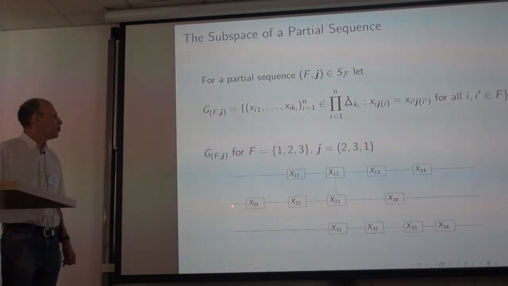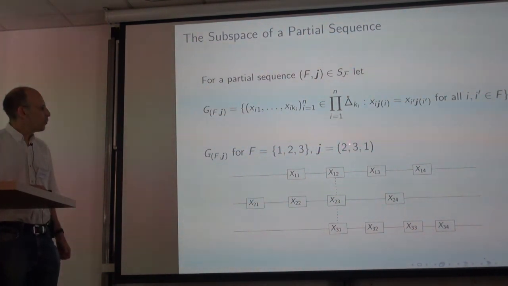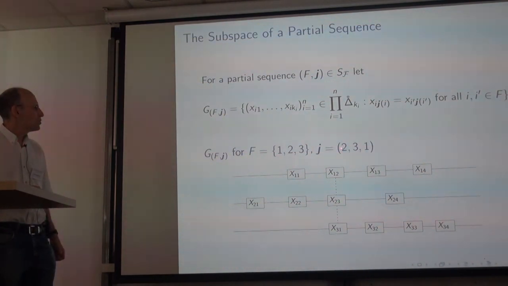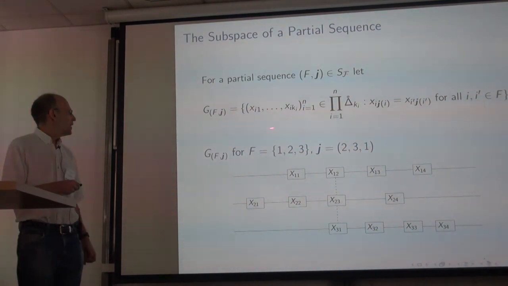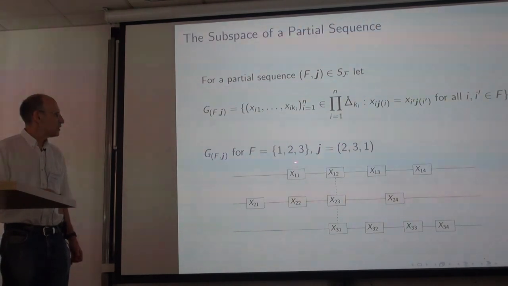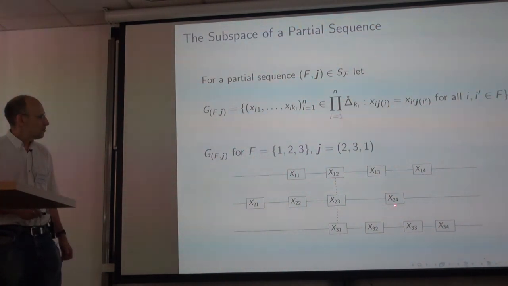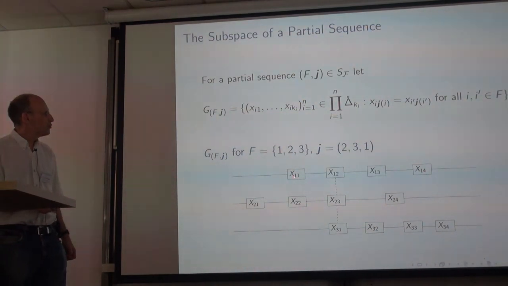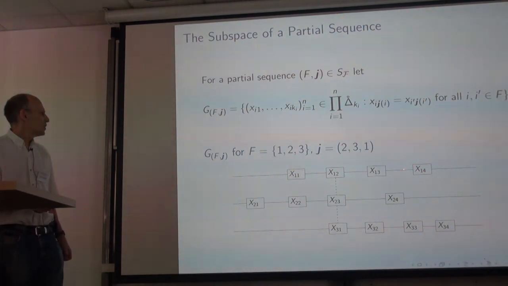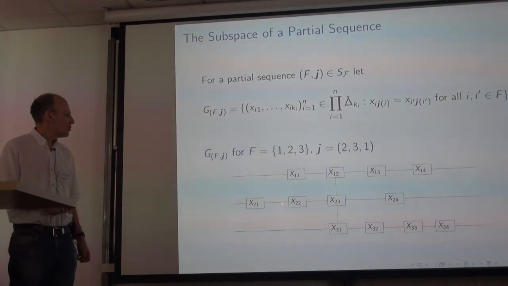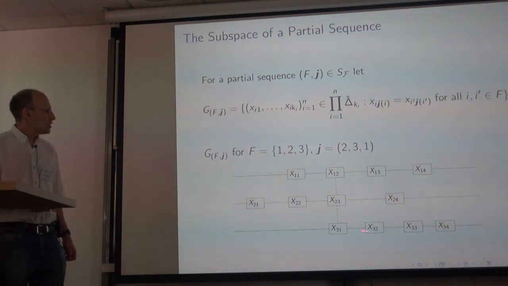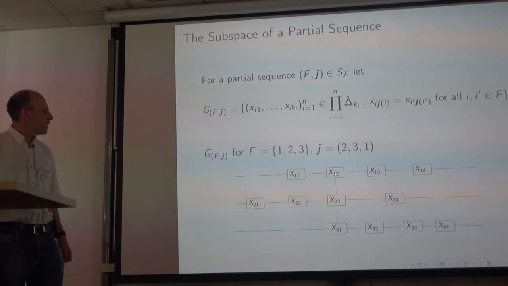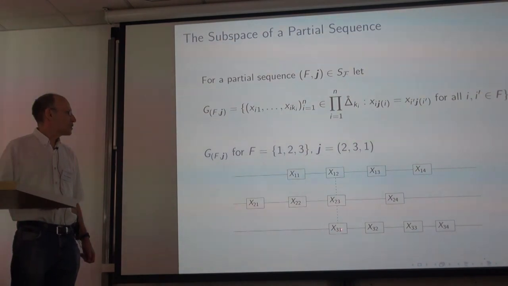Suppose that F is just {1, 2, 3}, and the points in time are, for process 1 it's 0.2, for process 2 it's 0.3, and for process 3 it's 0.1. Then this subset consists of all points in Δ3 × Δ3. So this is a point of vectors, and the constraint is that this x12 will be equal to x23 will be equal to x31.